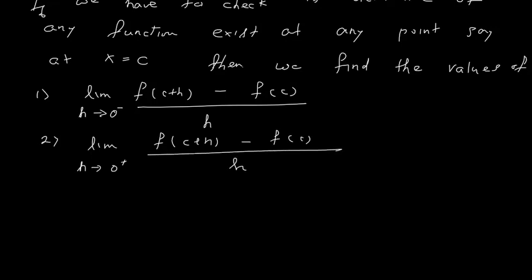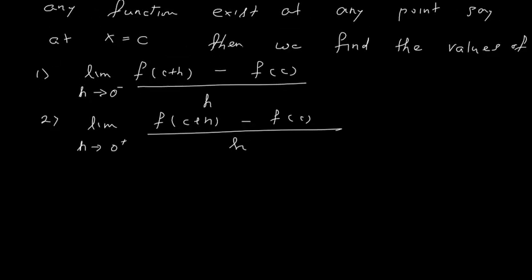So here what we are doing is finding the value of the derivative just to the left of point c and just to the right of point c. If both this left hand and right hand derivative value are the same, then I will say that the function is differentiable at x equals c.